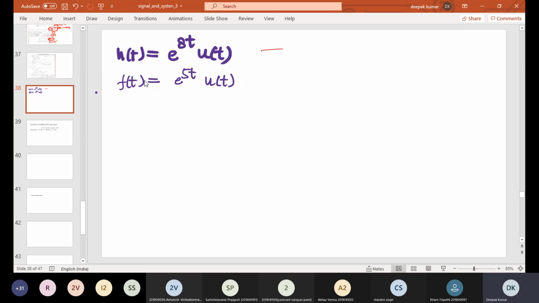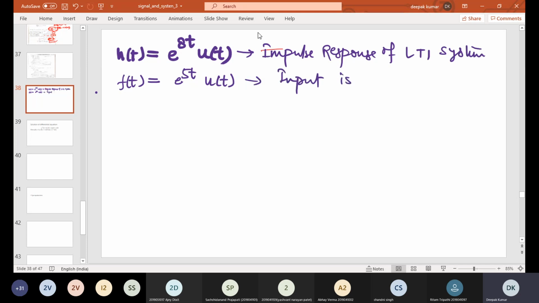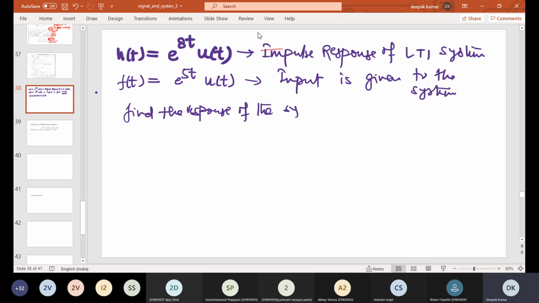I am writing something. Can you see? Yes, sir. Okay. So this is the impulse response of the LTI system, and this type of input is given to the system. The question is, find the response of the system.